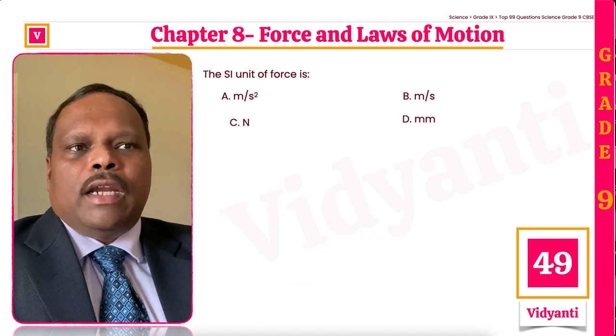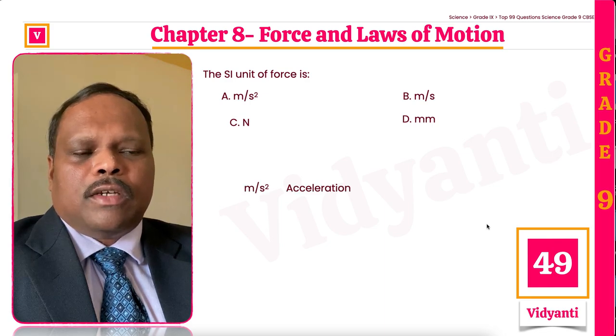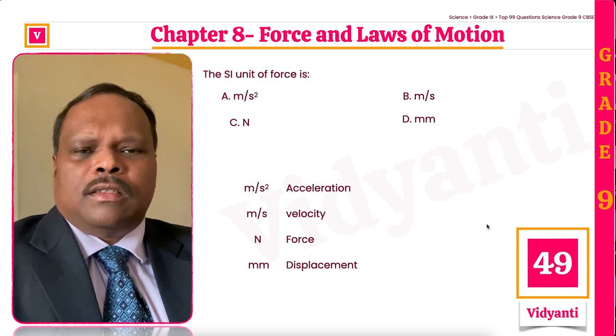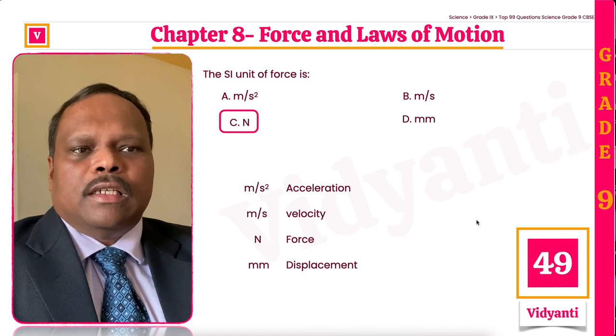Let's go to chapter 8, force and laws of motion. SI unit of force: meter per second square is acceleration, meter per second is velocity, Newton is force, and millimeter is displacement or distance. So the correct option will be C, Newton.